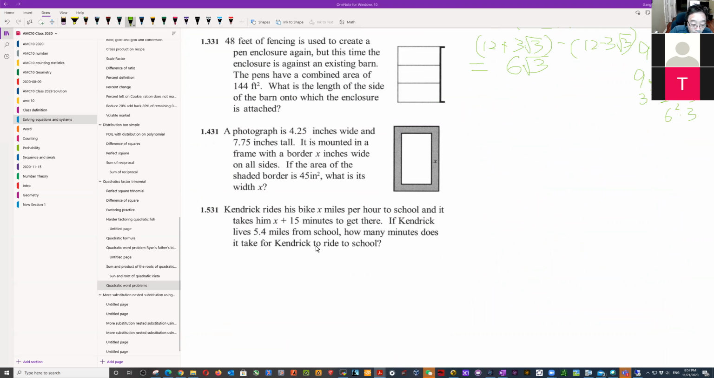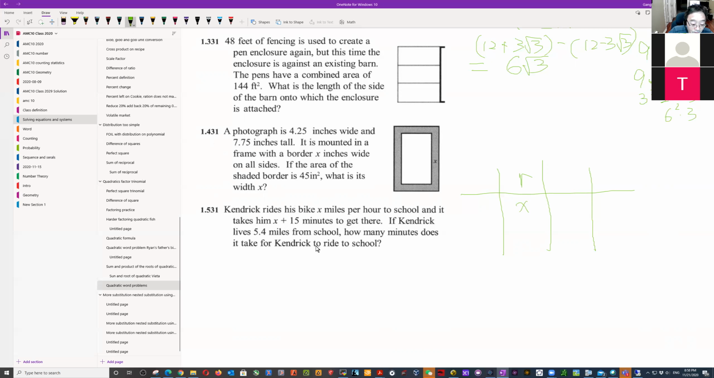So if you see a speed distance problem, always write a table like this, because if you have a fixed format, it automatically gives you a huge advantage over other people, because you know exactly what to do, and other people have no clue and are not organized. If you are more organized, you automatically gain a huge advantage. So he rides his bike x miles per hour, so the rate is x. And it takes x plus 15 minutes to get there.